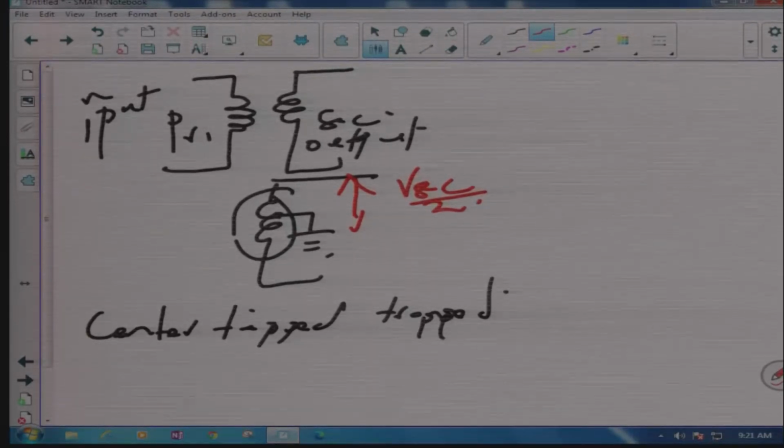Why do we say it's voltage V sec divided by 2? It's because at the center here, we tapped it at the center. Therefore, the voltage on the total is divided by 2. Again here, the voltage would be V sec divided by 2. This one, if it goes positive, this side is negative.